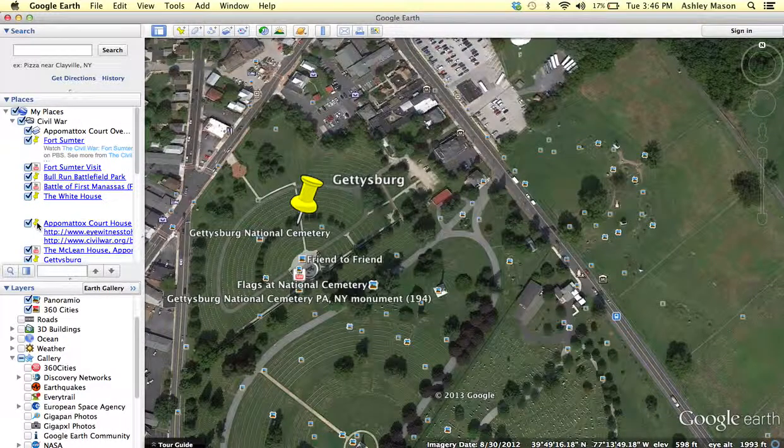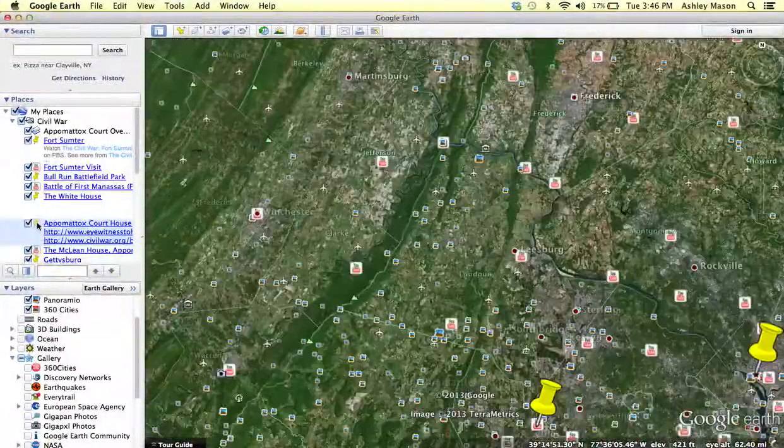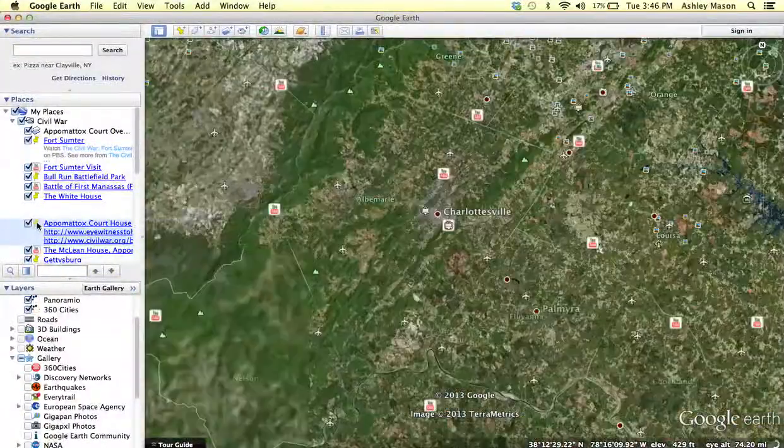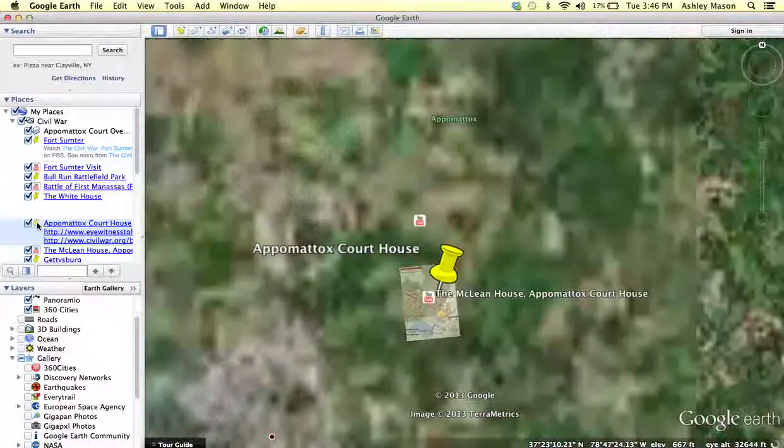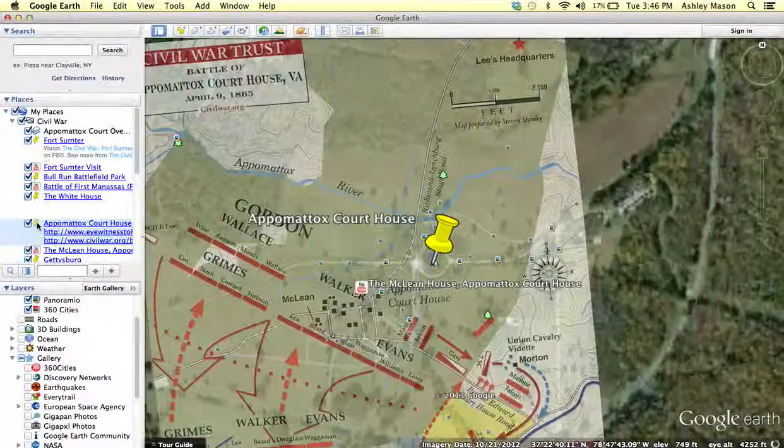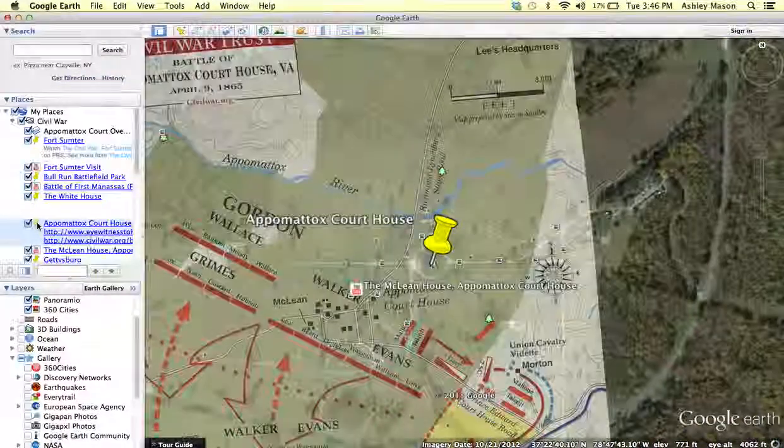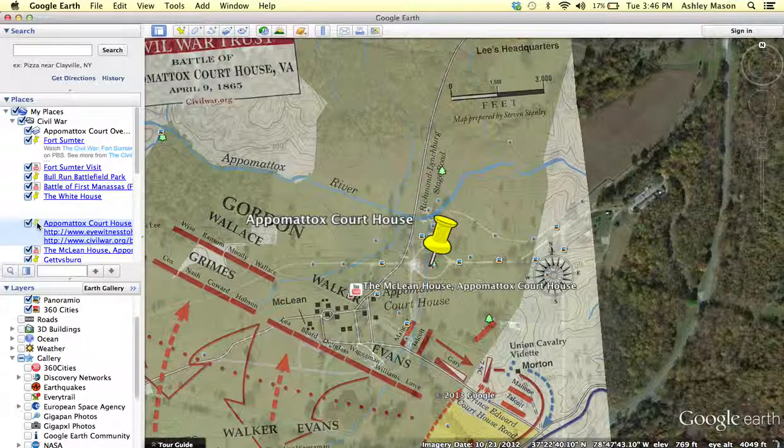And finally, the last place that we're going to go is Appomattox Courthouse in Virginia. There was something very significant that happened here, and we want our students to be able to understand that after 5 years of fighting, there was finally a surrender. General Lee, on April 9th, 1865, surrendered to the Union troops, led by General Grant. And this is really important.